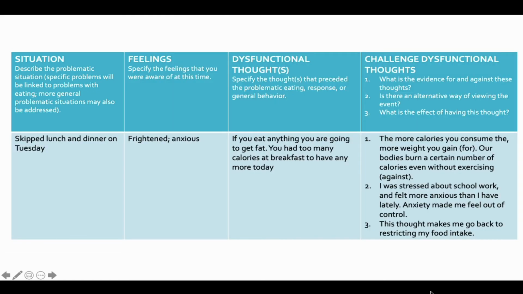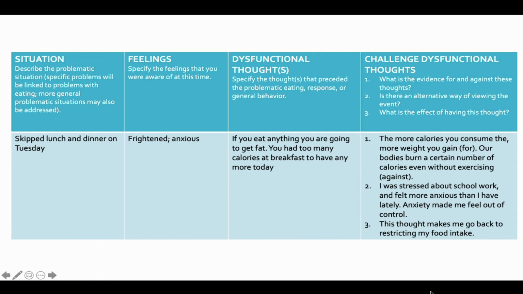This is an example of some of the ways that we might challenge these dysfunctional thoughts. First, we have them describe a situation, like they skipped lunch and dinner on Tuesday. Then we want them to specify the feelings that they had during this time. They felt frightened and anxious. Then we're going to help them identify the specific dysfunctional thoughts that preceded this problematic behavior. I thought if you eat anything, you are going to get fat and you had too many calories at breakfast to have any more today.